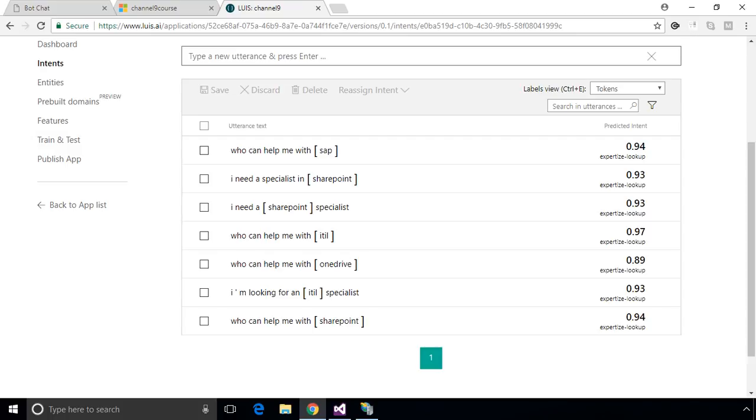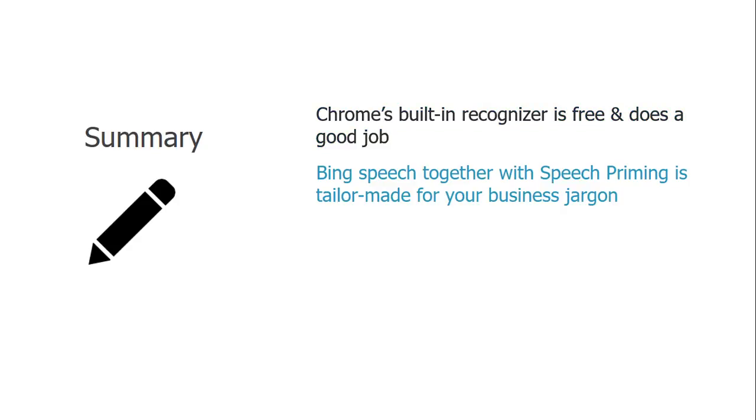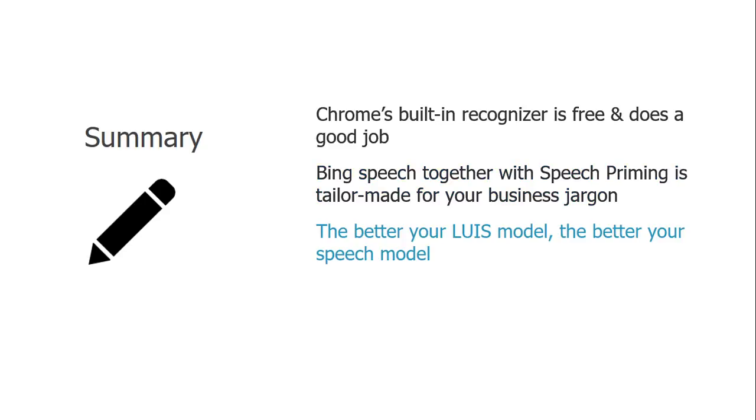Moreover, you see how easy it is to activate priming. Chrome's built-in speech recognizer is free and does a good job, but it's a generic recognizer not tuned for your potential specific business needs. Bing Speech together with speech priming is tailor-made for your business jargon. The better your LUIS model, the better your speech model. I hope you got it by now after all these episodes, but data is key. Same goes for LUIS. The more utterances, the more accurate will the model be.